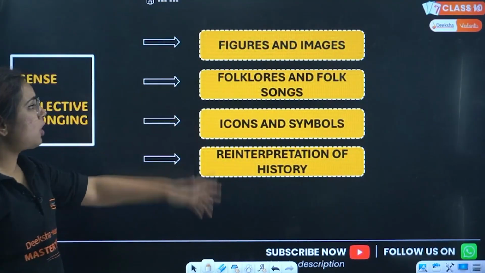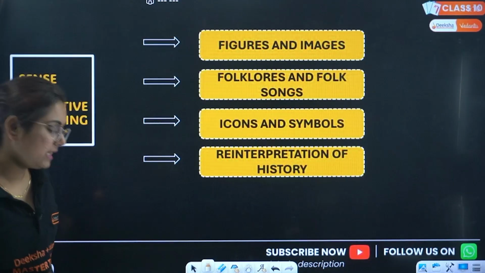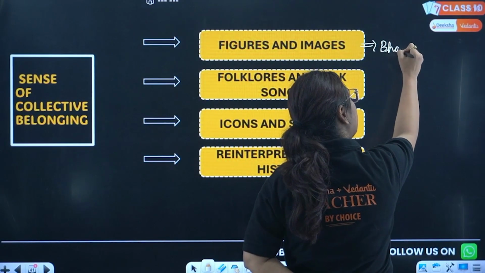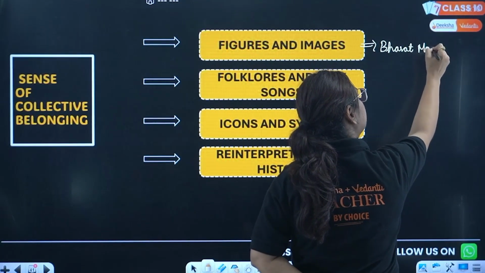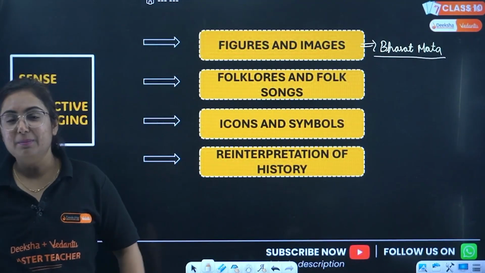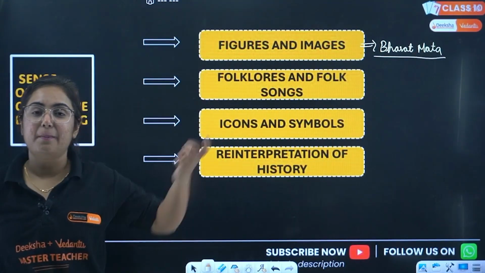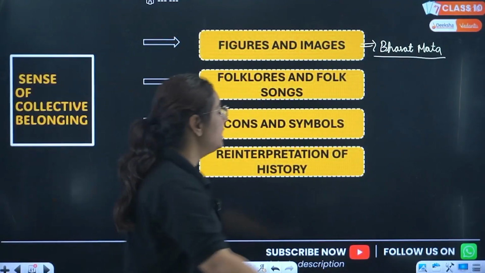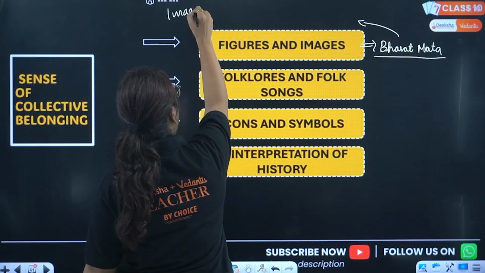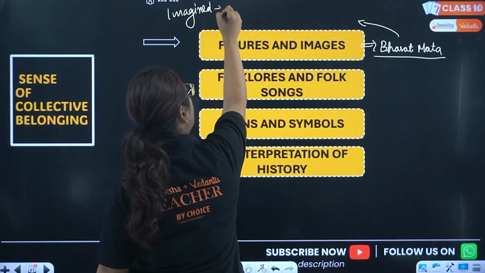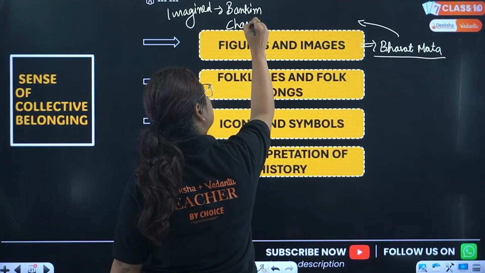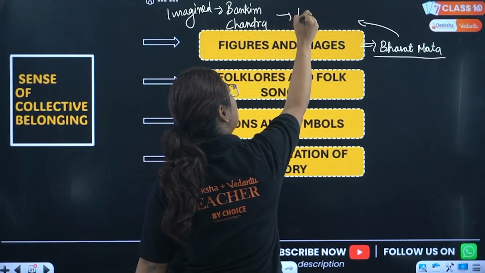Like if I talk about figures and images, here we have the example of Bharat Mata. Like we studied the allegory in France and Germany, similarly there was the allegory of India, Bharat Mata. You know that this Bharat Mata was first imagined, or we can say written, in the book of Bankim Chandra Chattopadhyay, but this was painted.